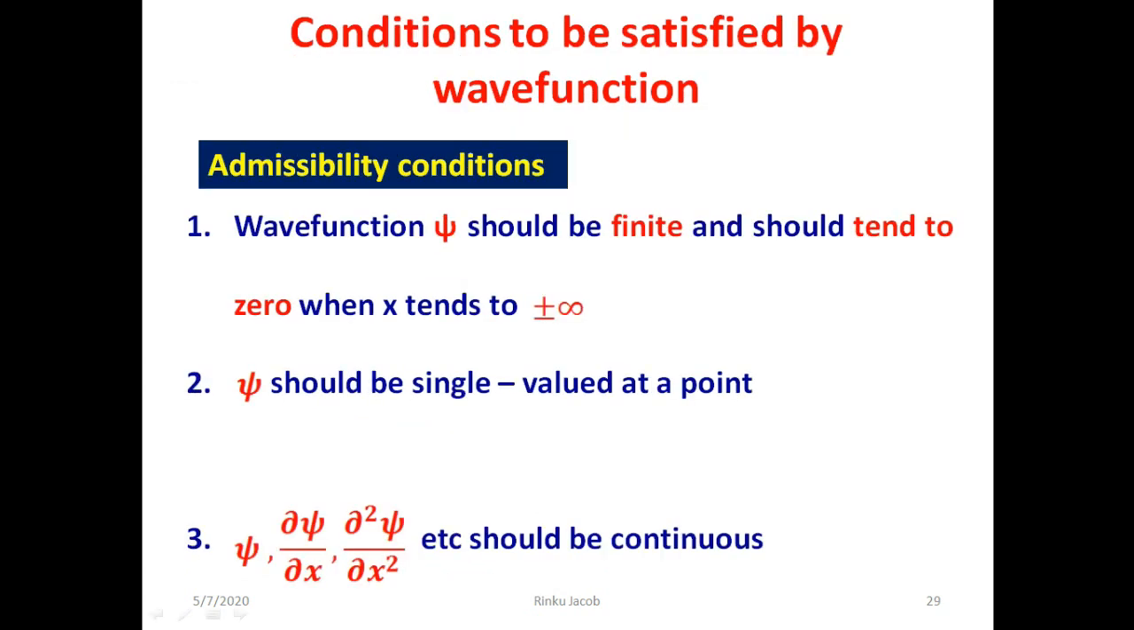Now we discuss the conditions that should be satisfied by a wave function that represents a particle before we use the wave function in the Schrodinger equation. These conditions are called admissibility conditions. Firstly, the wave function ψ should be finite and should tend to 0 when x tends to plus or minus infinity. Secondly, ψ should be single valued at every point. Thirdly, ψ, ∂ψ/∂x or ∂²ψ/∂x², etc. should be continuous. That means the derivatives should be continuous at each point.